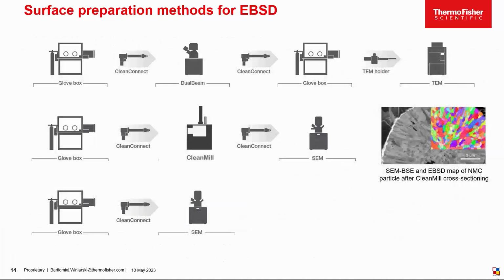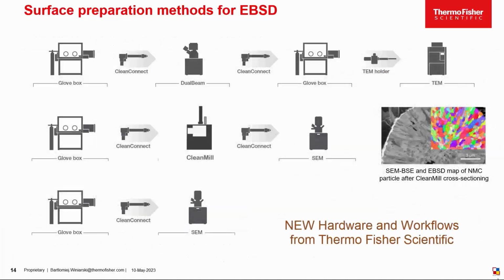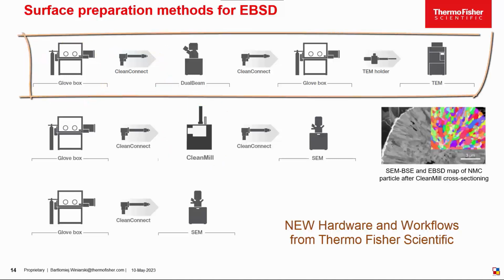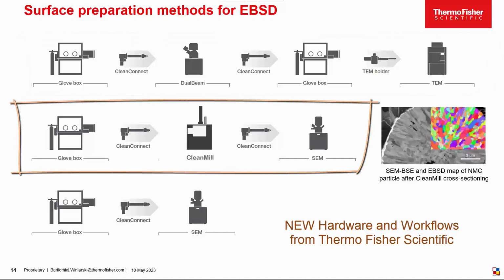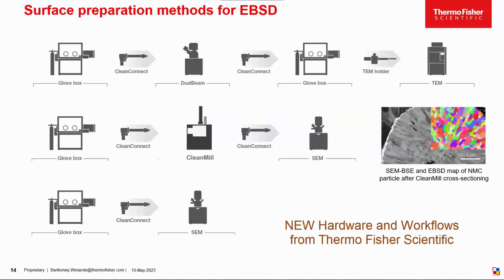Here I'm highlighting various inert gas transfer system configurations based on a dedicated glove box, the Clean Connect sample transfer container, and the Clean Mill broad ion beam sample preparation system. The most advanced setup allows preparation of samples from bulk to size-specific TEM imaging and quantification. This schematic shows sample preparation, large area cross-sectioning or planar milling with the broad ion beam, and SEM imaging. The SEM, BSE, and EBSD maps show NMC particles after Clean Mill cross-sectioning.